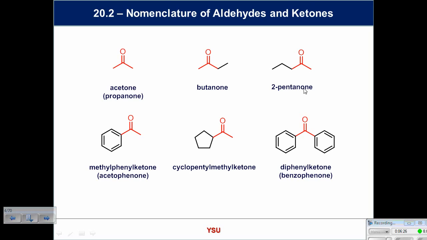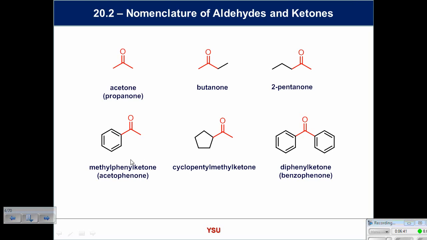When we get to the longer chains, yes, you have to be concerned about where that carbonyl is, and you have to give it a number. So here we can see 2-pentanone. Why? Because if I move the carbonyl from the right into the middle down here, it becomes 3-pentanone. That's an isomer. That's different. You have to say so.